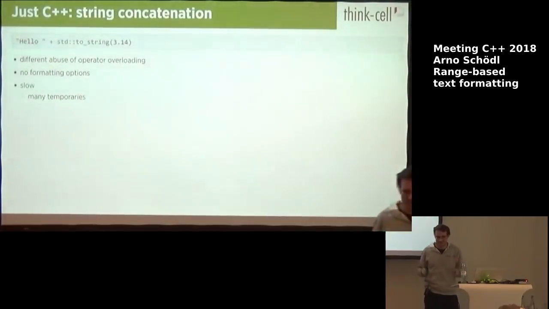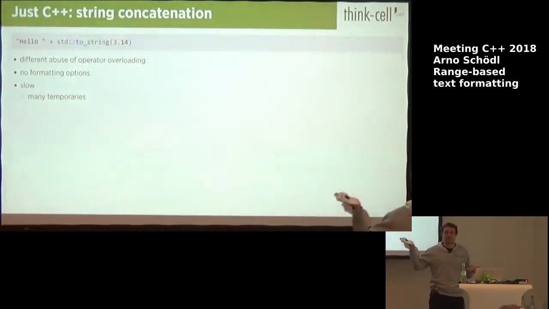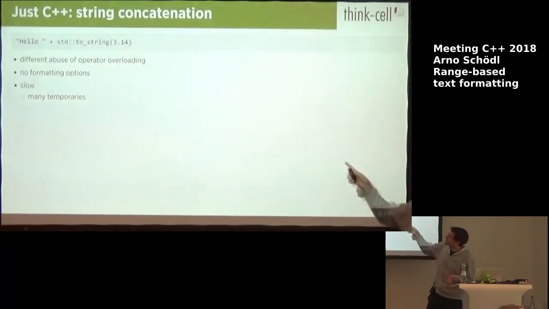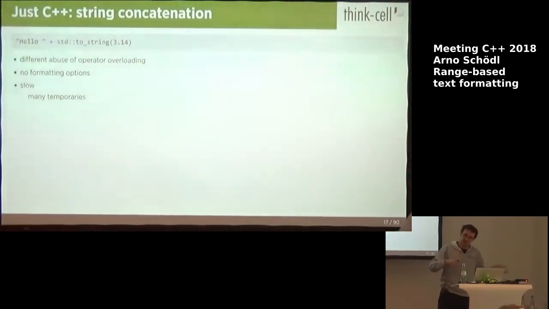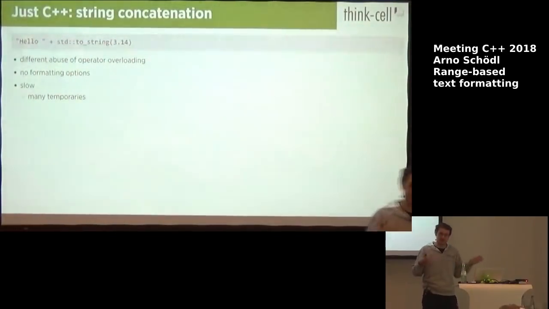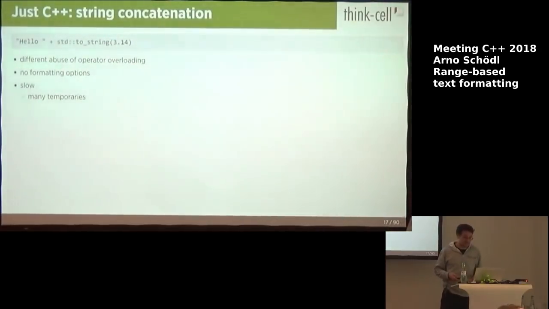I think they're little used. And they're also slow because it generates many temporaries, right? Every one of these, if you write to_string, it will generate a string, and then you concatenate the string, and it'll generate another string and throw away the old one, and so you're going to generate many temporaries, and that's not going to be very fast.